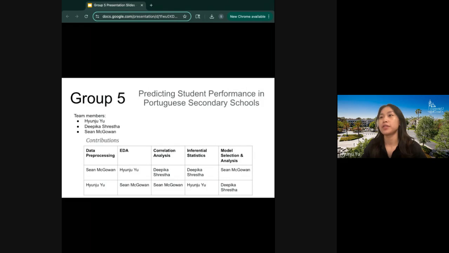I'm excited to share our project, Predicting Student Performance in Portuguese Secondary Schools. We focus on understanding which factors influence students' final grades. Our team, Sean, Deepika, and myself, collaborated across data preprocessing, data analysis, and model evaluation. My name is Hyunju Yu, and I will be explaining the steps we took in data preprocessing and our exploratory data analysis.